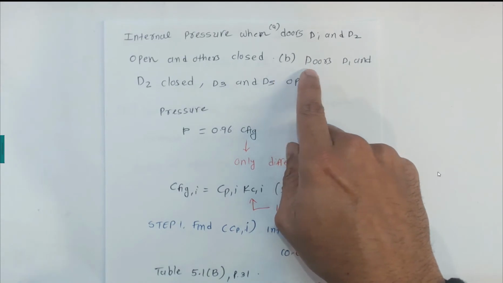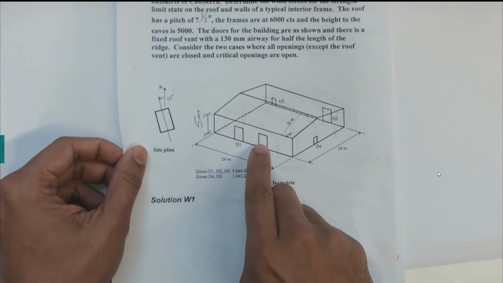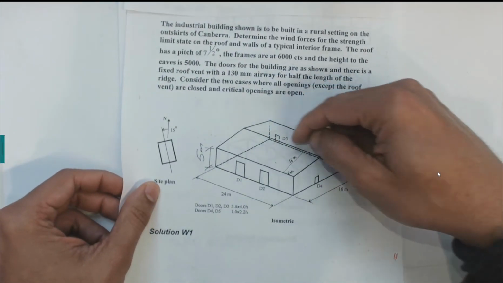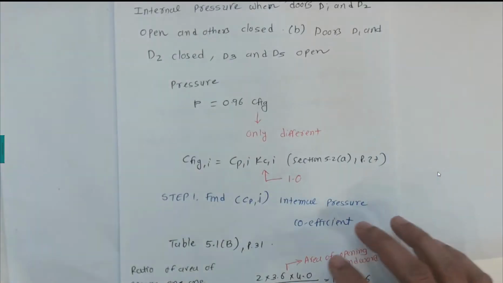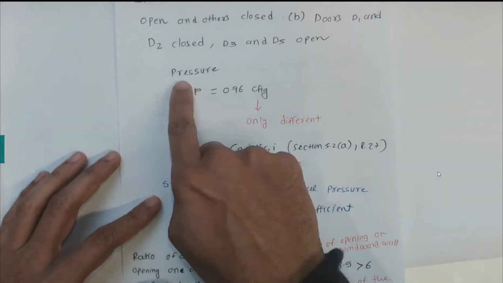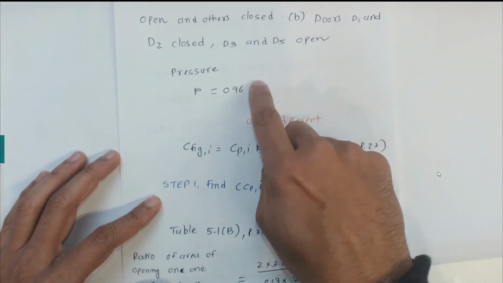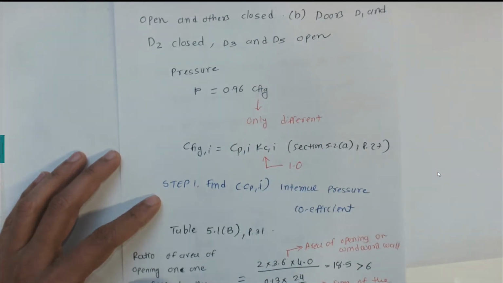Case number B: doors D1 and D2 are closed, but D3 and D5, which are on the leeward wall, are open and all other doors are closed. The equation for pressure that we calculated is exactly the same, the only difference is that the aerodynamic shape factor C fig needs to be different for internal pressures.